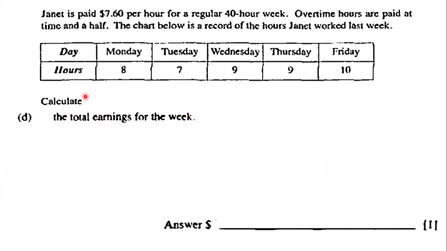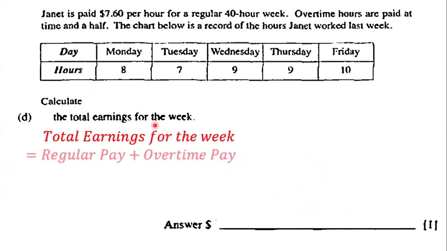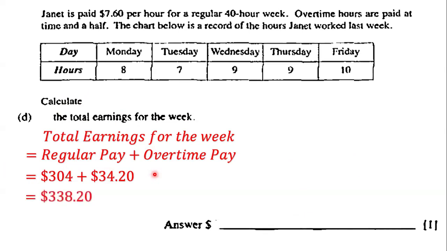Next, the question asks us to calculate the total earnings for the week. Now, if we want to calculate her total earnings for the week, we have to add her regular earnings plus her overtime pay. Her regular pay is $304, and her overtime pay is $34.20. And so let's add those two together. And when we add those two together, we get $338.20. And so that means that our total earnings for this week is going to be $338.20.